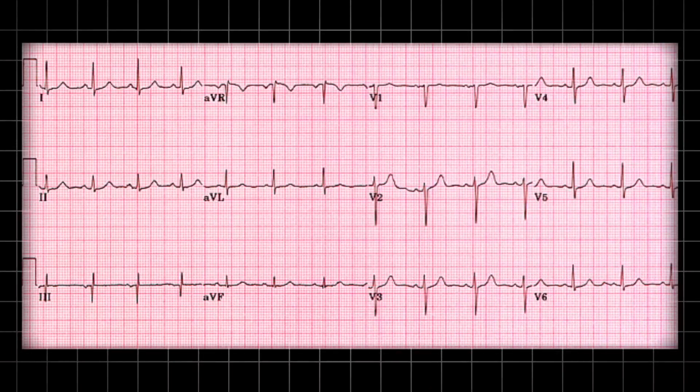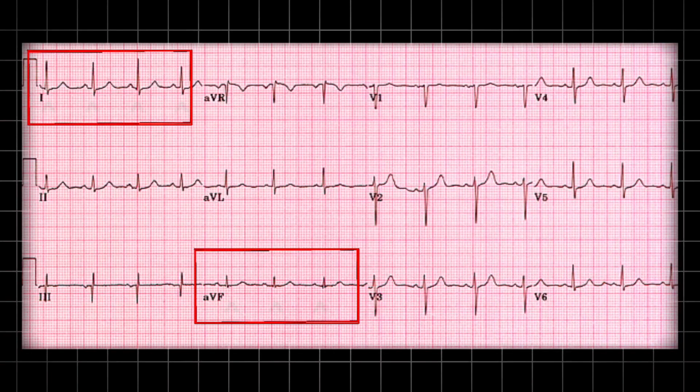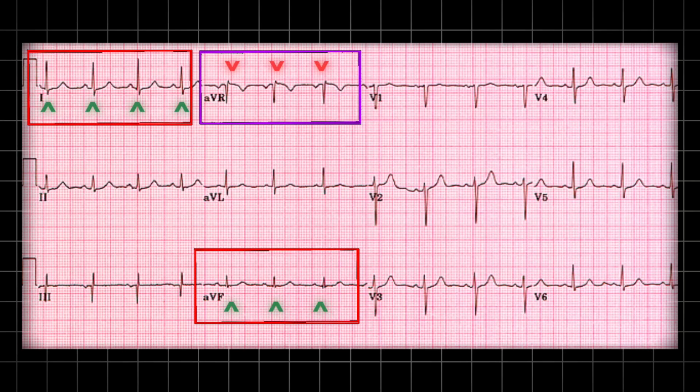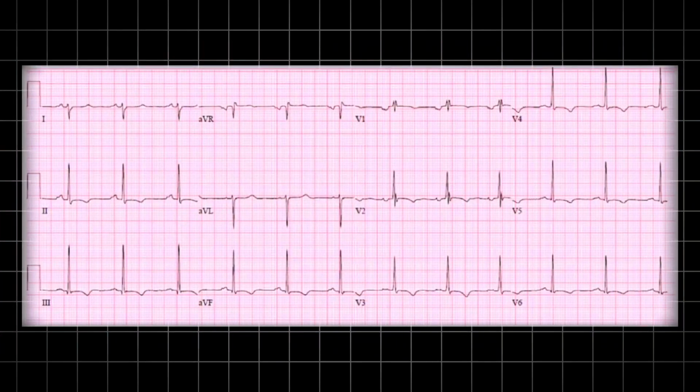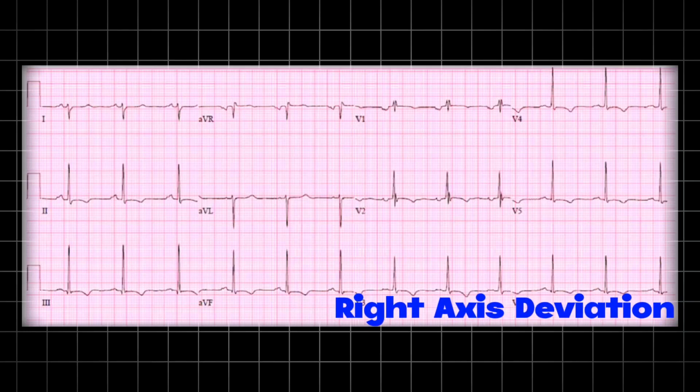In this ECG, lead 1 and lead aVF have a positive deflected QRS complex, and lead aVR has a negative deflected QRS complex. This is seen in a normal axis ECG. Now look at another ECG, and try to find the axis deviation by yourself. Yes, you are right. This is the ECG of right axis deviation.